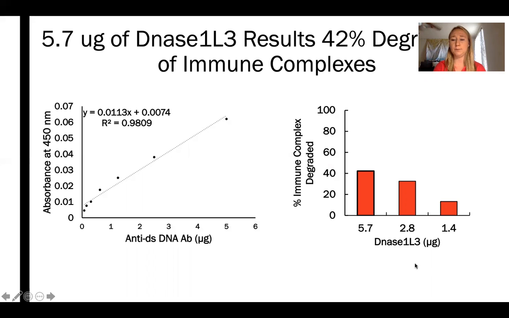And once we did that, we were able to know that when we had 5.7 micrograms, it degraded about 42% of the immune complex. And so as we decrease the amount of DNase 103, the amount of immune complex degradation also decreases. And this helps support the hypothesis that DNase 103 is degrading these immune complexes.